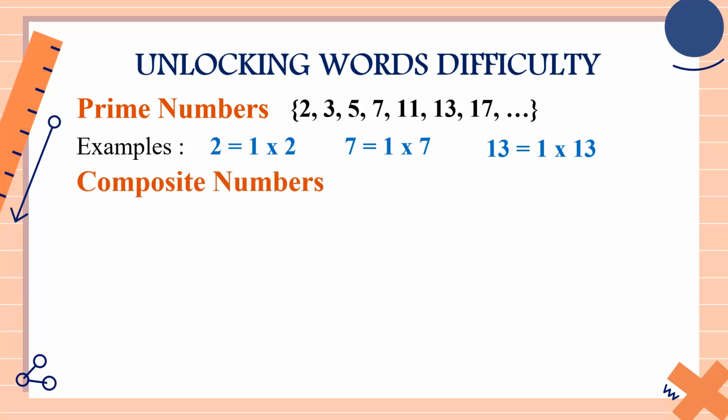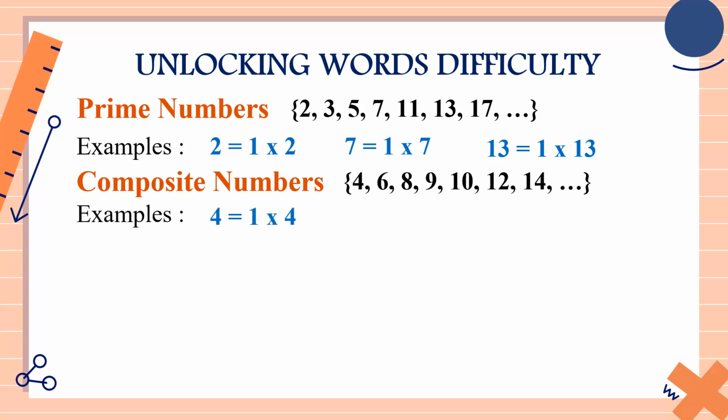And we also have composite numbers. For composite numbers, these will be our examples: 4, 6, 8, 9, 10, 12, 14, and so on. Composite numbers consist of more than two factors. Let me give you an example. 4 is equal to 1 times 4. So the factors of 4 are 1 and 4. And we also have 2 times 2. So therefore, 4 has 4 factors, that would be 1, 4, then 2, and then 2. So 4 has 4 factors, more than 2 factors. So therefore, we call this number a composite number. So 4 is a composite number.